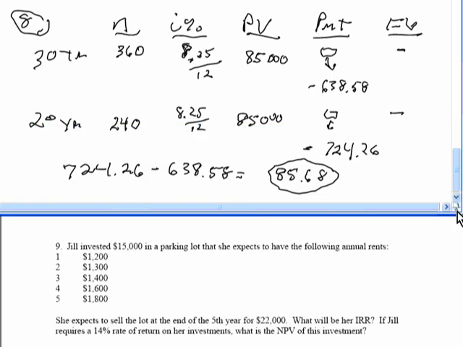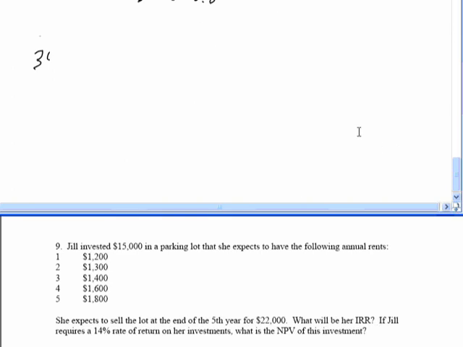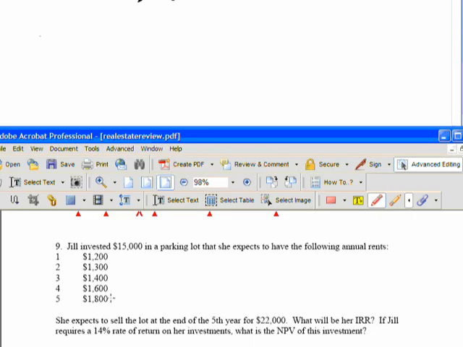And what we have here, Jill invests $15,000 in a parking lot that she expects to have the following annual rents: $1,200 in year 1, $1,300 in year 2, $1,400 in year 3, $1,600 in year 4, and $1,800 in year 5. She expects to sell the lot at the end of the 5th year for $22,000. So at the end of the 5th year, this is really probably the only big trick or little trick in this problem. Our 5th year cash flow is going to be $1,800 plus $22,000, because we got the income and we also have the sale, or the reversion of the property.